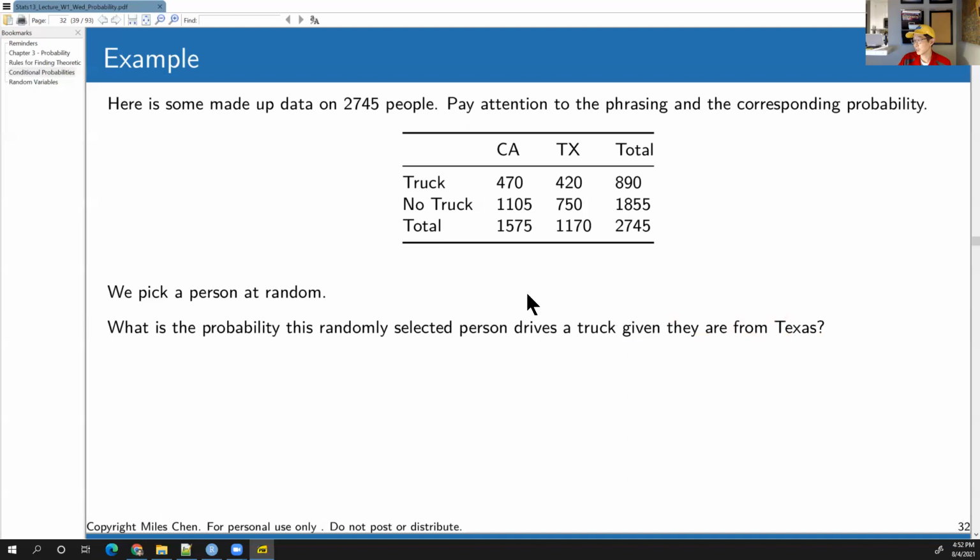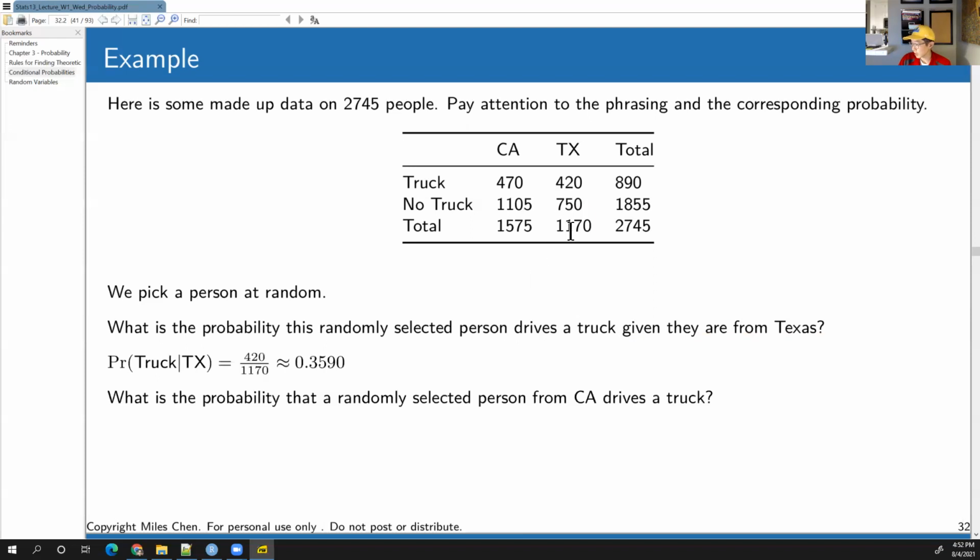Okay, and what would you guys say? Go ahead and if you feel like entering a fraction into the chat, what would you say? Probability that someone drives a truck, given that they're from Texas. Yeah, okay. A lot of you guys are entering it in the chat, and you guys are absolutely right. How many people are from Texas? 1170. We're going to put 1170 in the denominator. And of those, how many drive a truck? 420. So our answer is going to be 420 out of 1170, 0.359.